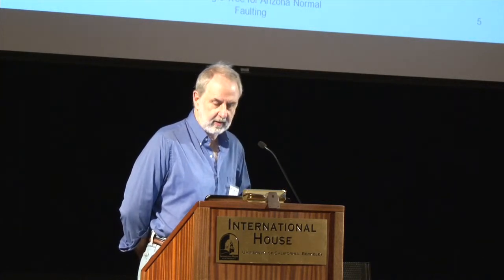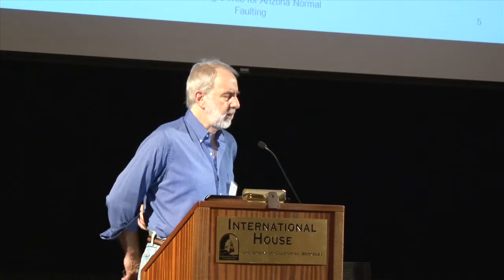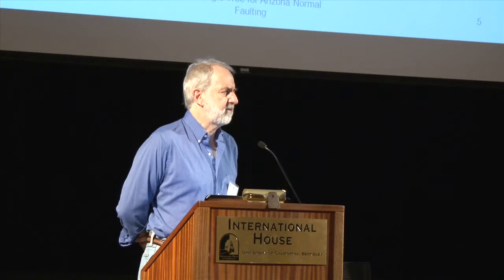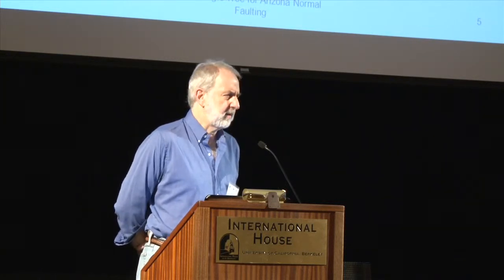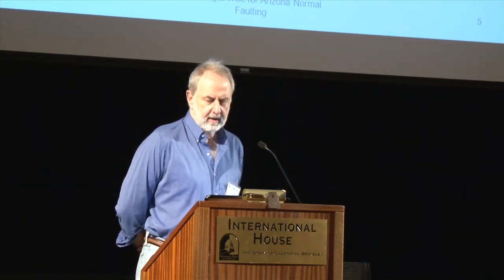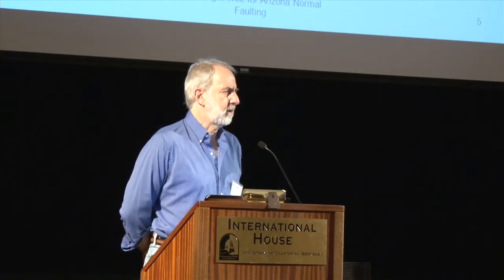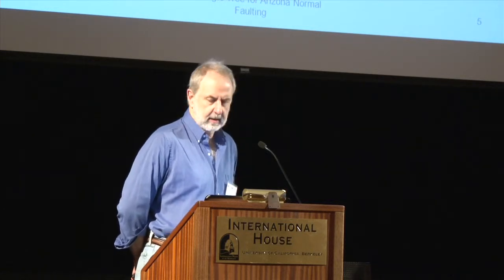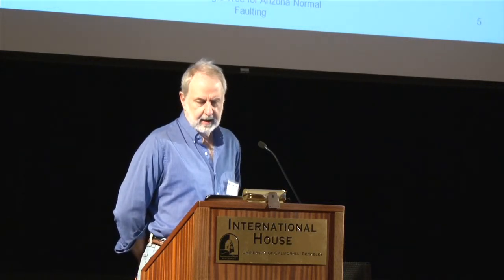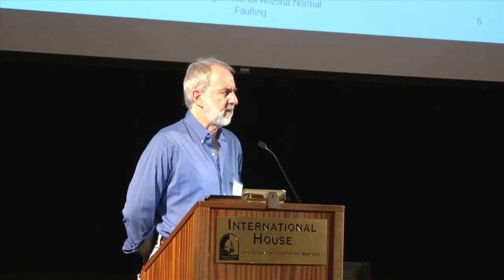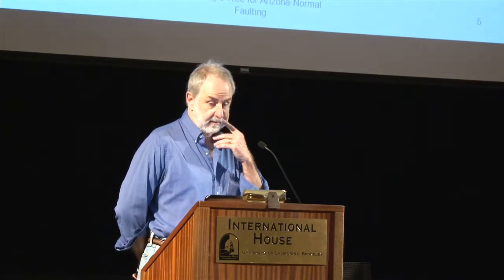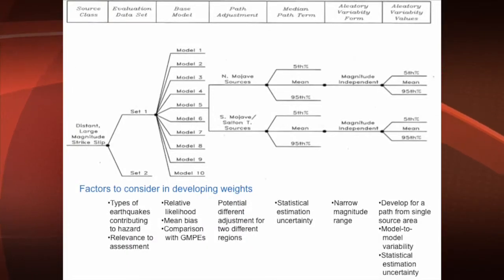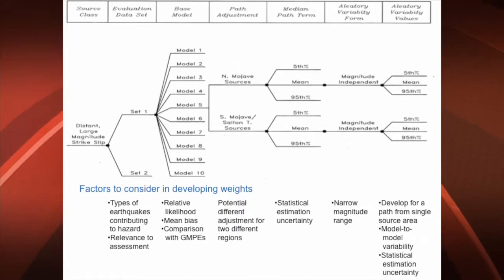The aleatory variability form will probably be magnitude independent because we will be dealing with a relatively narrow magnitude range that is large magnitudes. So the contribution to hazard from events smaller than 6 at those distances is insignificant. So we do not need to deal really with magnitude dependence in sigma. And then again, uncertainty in the actual estimates of the values of the aleatory variability terms. So that is the general framework we'll be using. Are there any questions?